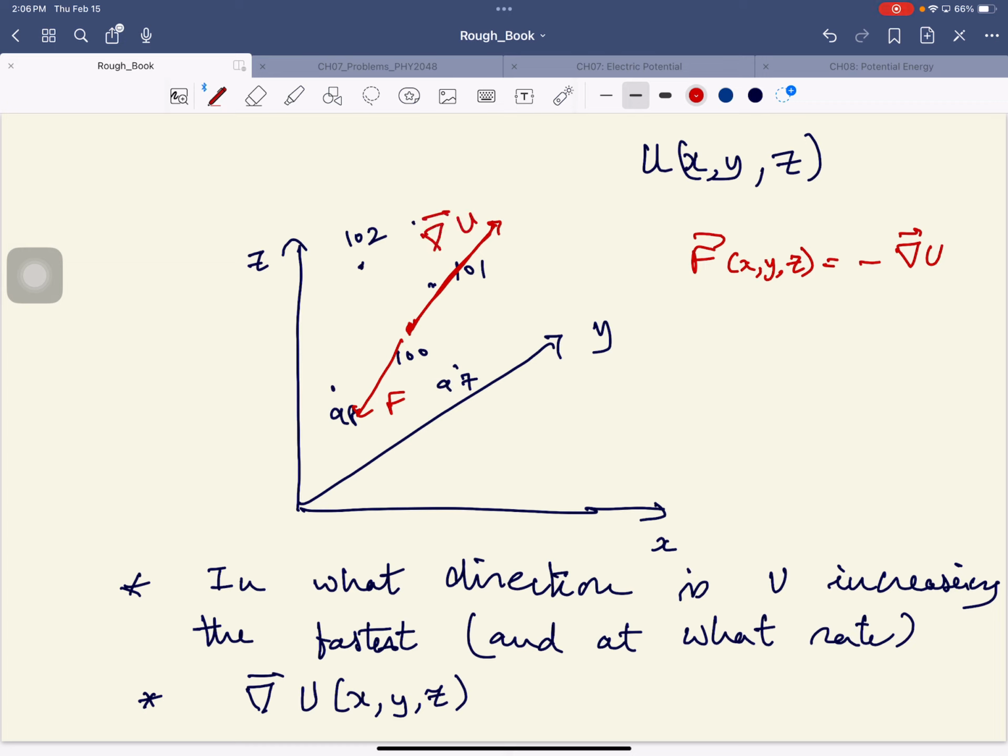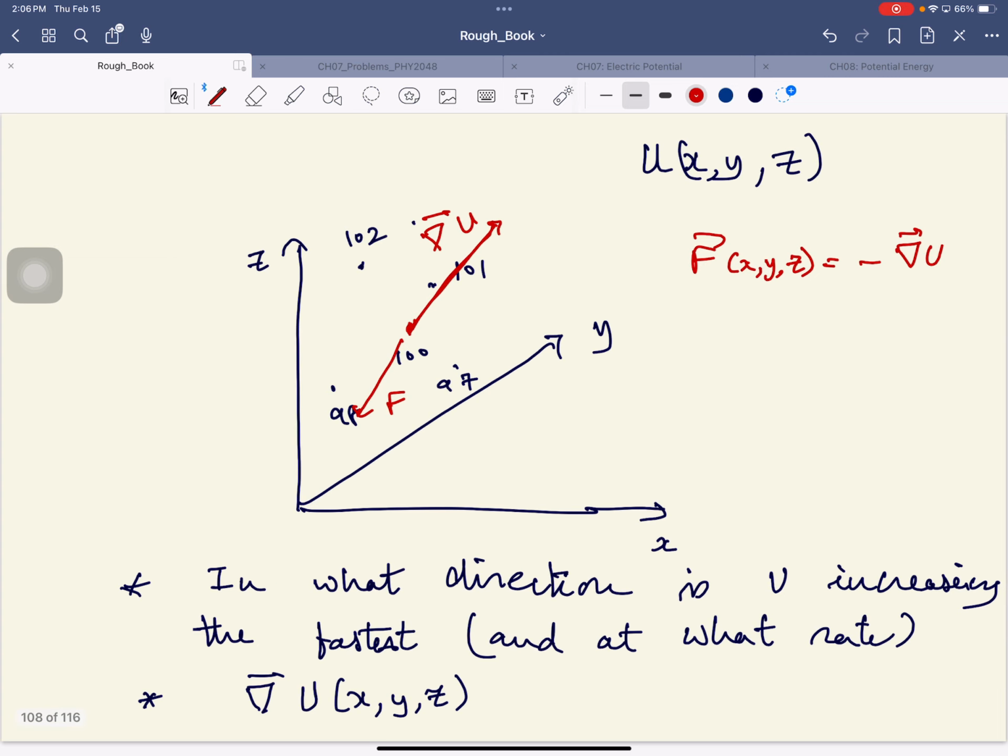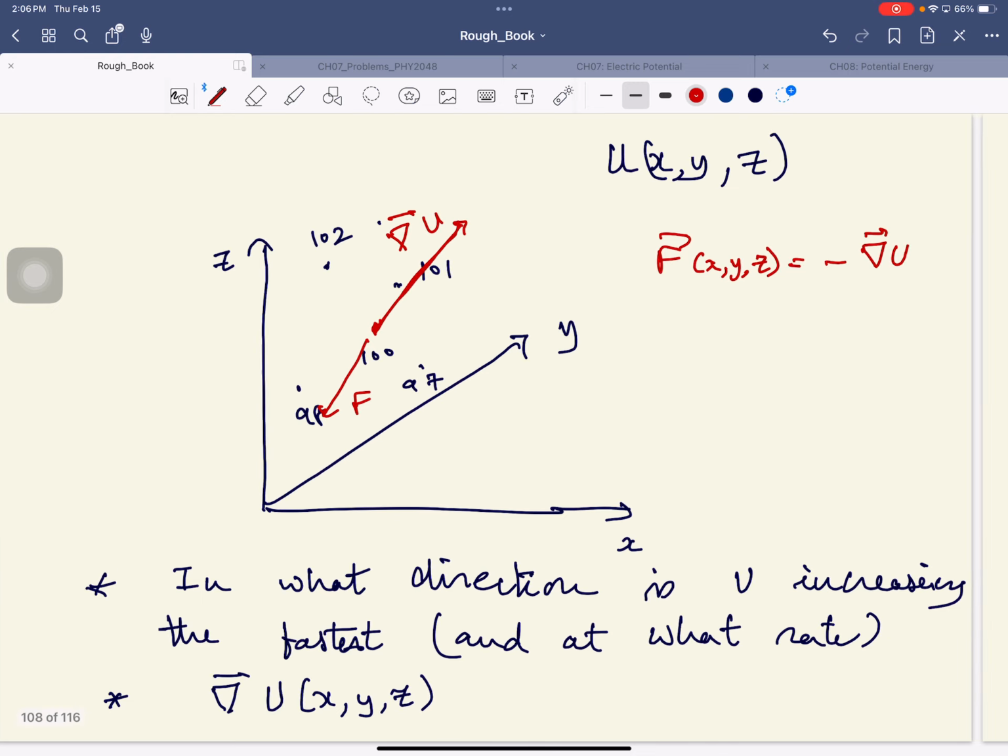Okay, now we'll give it more meaning. Okay, so any questions so far? You guys understand that idea? Okay, so let me do an example.